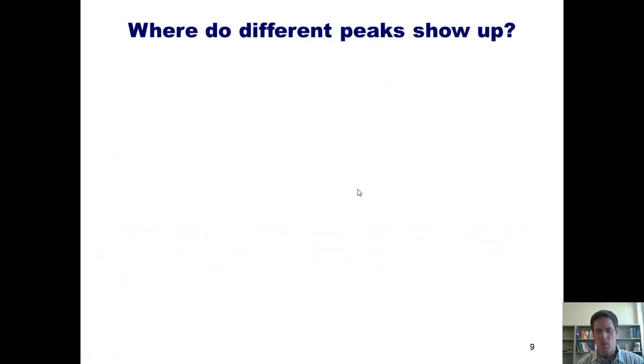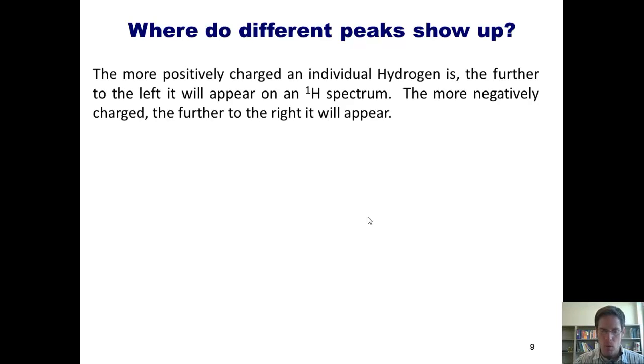So at this point you should be wondering, where do different hydrogen peaks actually show up? The answer to that depends on their individual partial charges. Generally speaking, the more positively charged an individual hydrogen is, the further to the left it will appear on an HNMR spectrum. The more negatively charged, the further to the right it will appear.